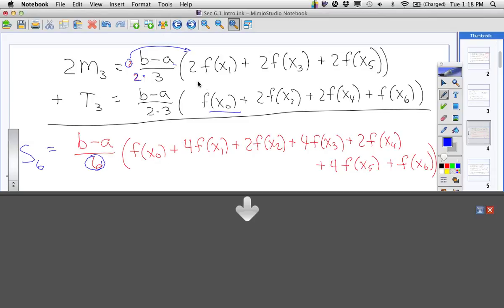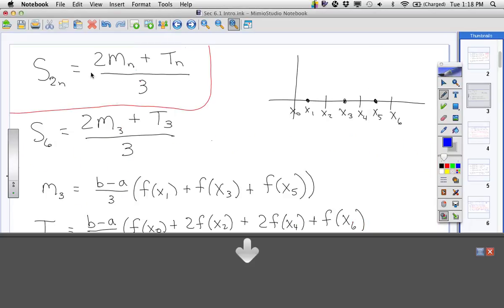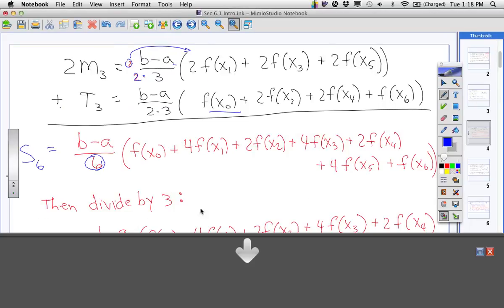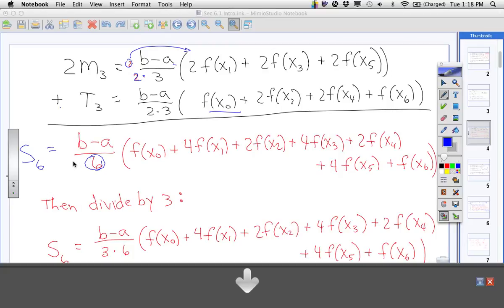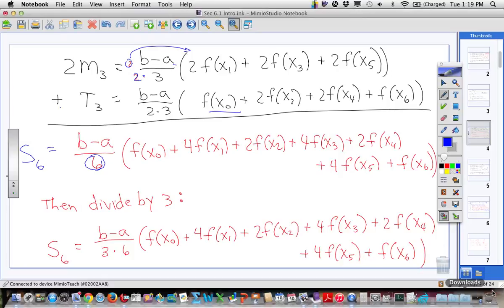And now look what I got. I got an X sub 0. I got 4 of these because I distribute that 2 through. So I got 4 of those. I got 2 of those, 4 of those, 2 of those, 4 of those, 1 of those. Right? That's what happens when I add them up. Now, what I haven't done yet is divide by 3. Because remember back here, we got to add these up, then we got to divide by 3. Okay? So I divide by 3, and so that's where this 3 down here comes from. So that's how we get, for an S6, B minus A over 3N, and then we get this pattern with the 4, 2, 4 thing. That's where it comes from. Okay? So if we looked at, if we added those up.